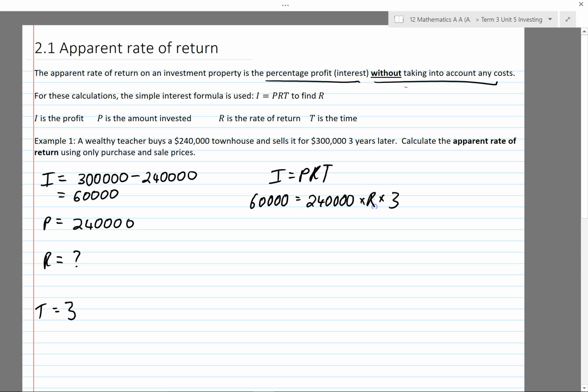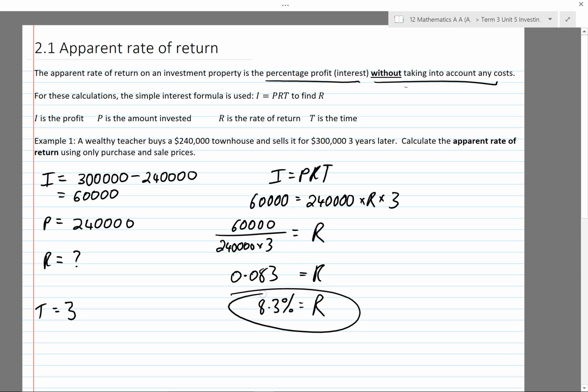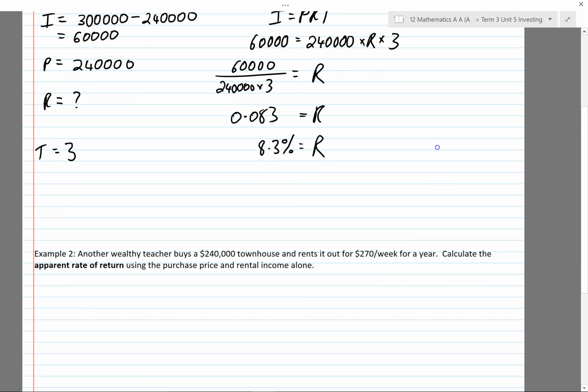Okay, trying to get R by itself, we see it's connected by multiplication by two numbers. So I'm going to need to divide the left-hand side by both of those numbers. Okay, this will give me 0.083, but remember that is a rate in decimal form. So it's really 8.3%. And then I can take this percentage and compare it to my bank interest rate and see if I should invest in property or just leave my money in the bank in a safer place.